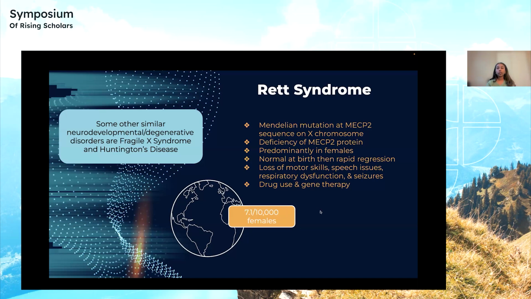Individuals appear normal at birth and they hit all their major milestones, and soon after there's rapid regression. Symptoms can include loss of motor skills, speech issues, respiratory dysfunction, and seizures. And some of these seizures can be fatal and can result in early death as soon as age 20. And I'm going to be talking about different gene editing technologies specifically for Rett syndrome, but I want everyone to keep in mind that these technologies can be applied to other genetic mutation caused disorders and diseases such as Fragile X syndrome and Huntington's disease.